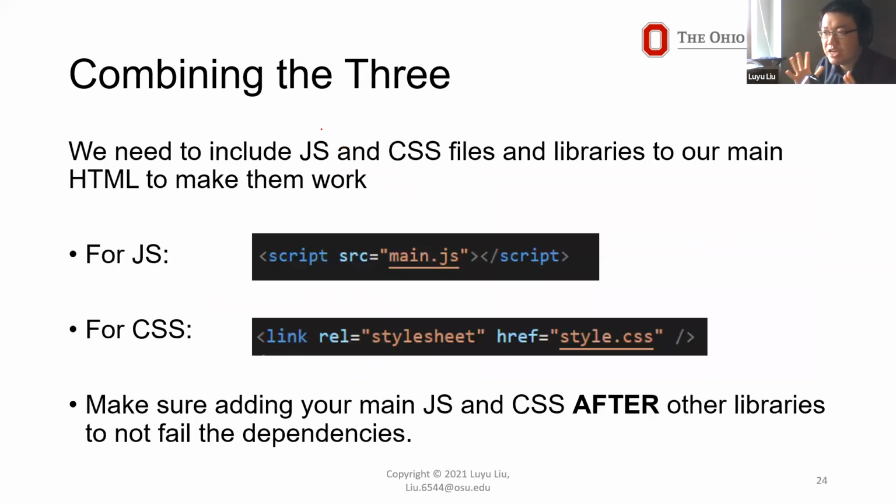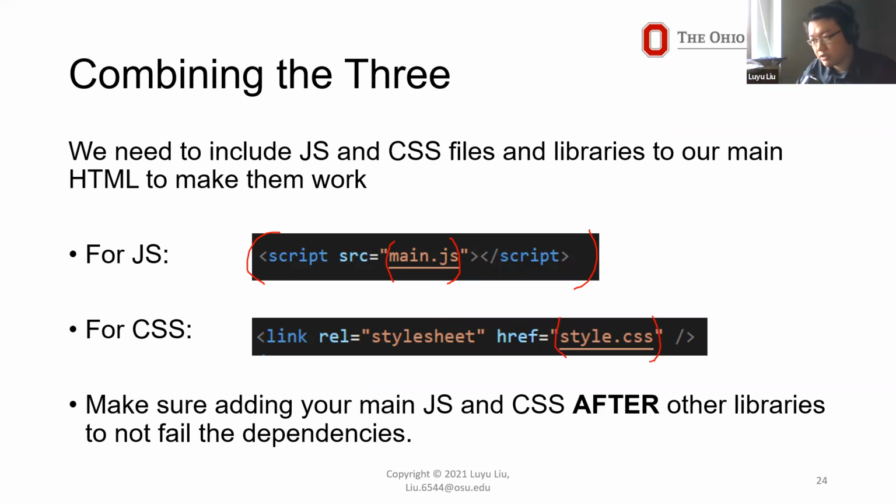We need to include JS and CSS files and libraries in our main HTML to make them work. So for JS, we use these ones. You don't have to understand what that is, because I don't understand it either. But one thing you need to notice is that you will need to change these values, which is the location of your scripts, right? You need to make sure that it is the right position so that you can incorporate it correctly. And for CSS, similar things: you need to change the location of theirs so that you can incorporate that correctly.